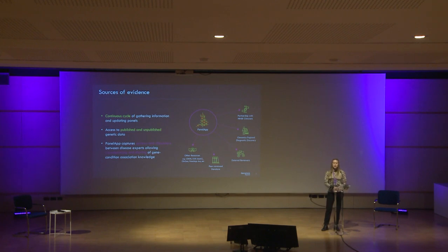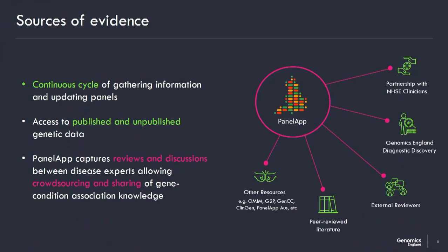So we do use a number of different sources to inform our assessments. We do use data in published resources, such as other resources like OMIM and Gene to Phenotype, and also information in published literature. But at PanelApp, we also have access to unpublished genetic data. So we have a mechanism of having NHS clinicians feed back to us on cases that they might see in clinic. And we also have this internal feedback loop through the Diagnostic Discovery Initiative, where any cases that have been diagnosed within the Genomics England pipeline can then get fed back to us and inform future analysis.